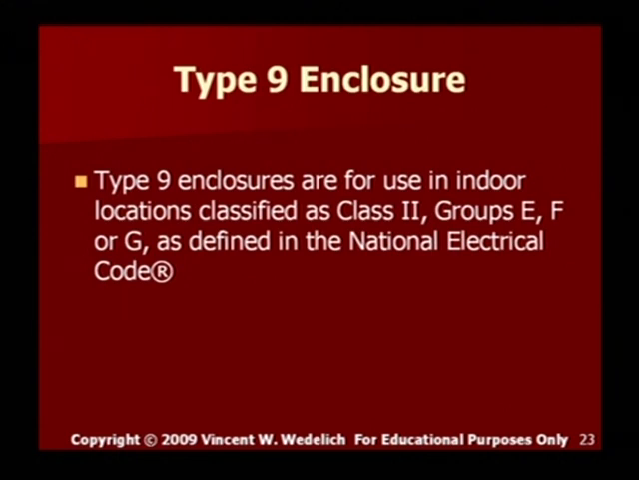Type 9 enclosures, we don't really see those a lot in the Houston, Texas area, or any gas area. Where you see these are in Class 2 areas. Type 9 enclosures are used for indoor, again, locations classified as Class 2. We'll talk about what a Class 2 Group E, F, G area is in a moment.